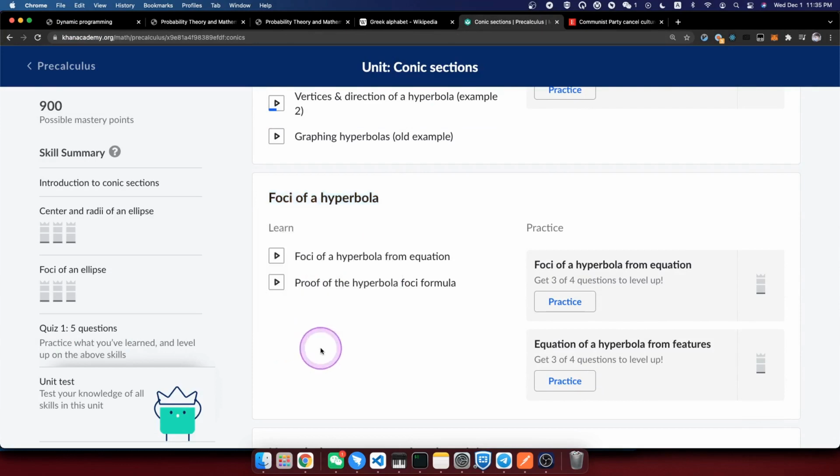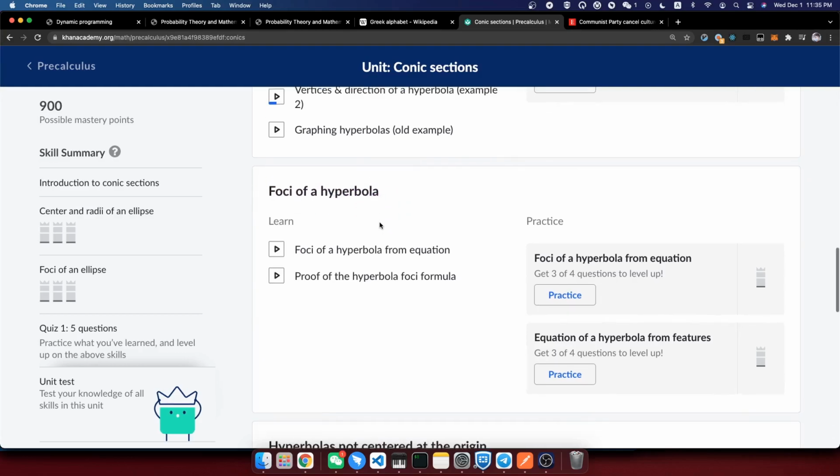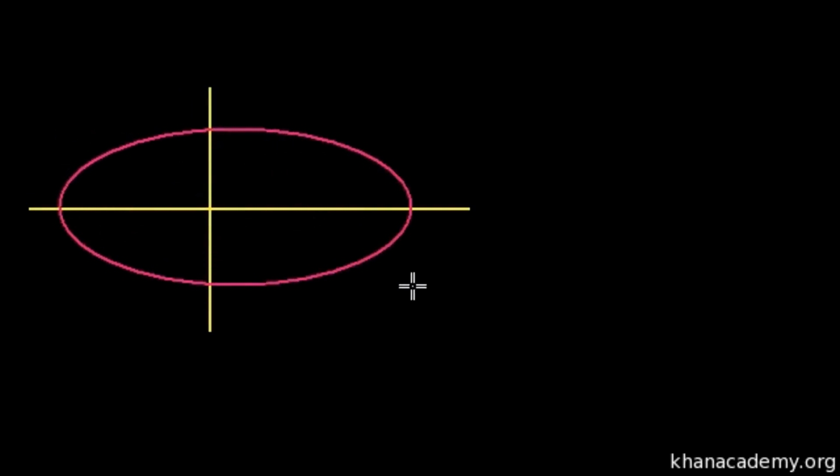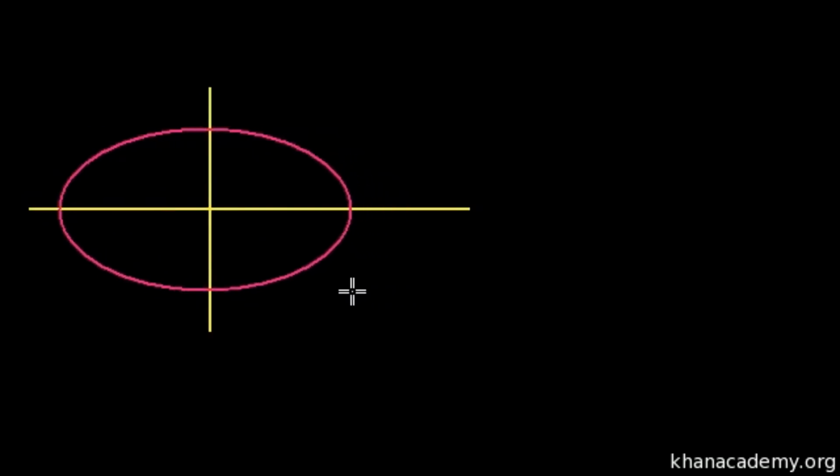Foci of a hyperbola. Hyperbola. Remember this pronunciation, because you're going to use it very much. This is something that you have to know. In the last video, we learned that an ellipse can be defined as the locus of all points where the sum of the distances to two special points called foci is a constant. Let me draw this out, so that's my x-axis. So if this is my ellipse, it's centered at the origin. It doesn't have to be, but for our purposes, let's make it centered at the origin.